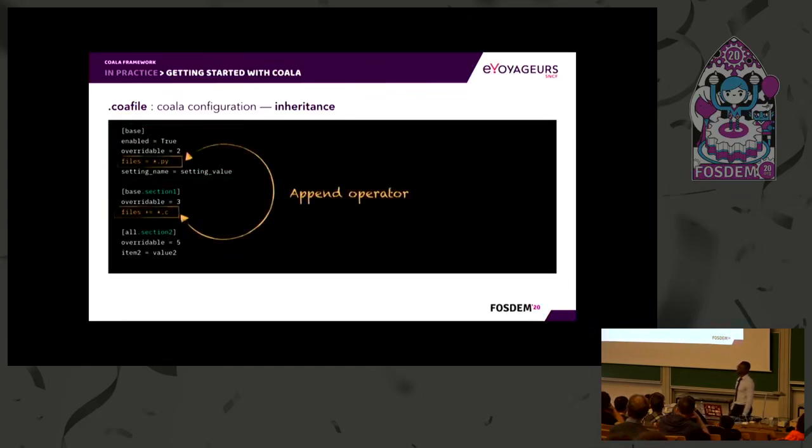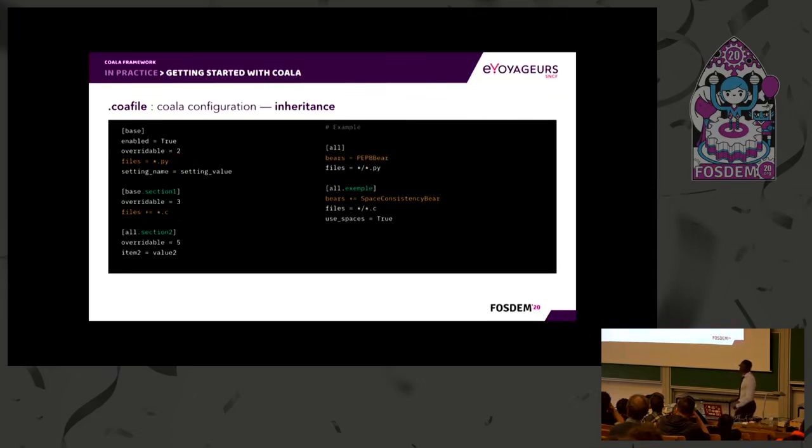You also have append operators, with which you can append files from section to section. As you see, at the base, I'm only analyzing Python files, and at section 1, I want to analyze not only Python files, but also C files. That's an example. I have all this specified in the section, and at the example section, I want to check also if the spaces are consistent in my code.